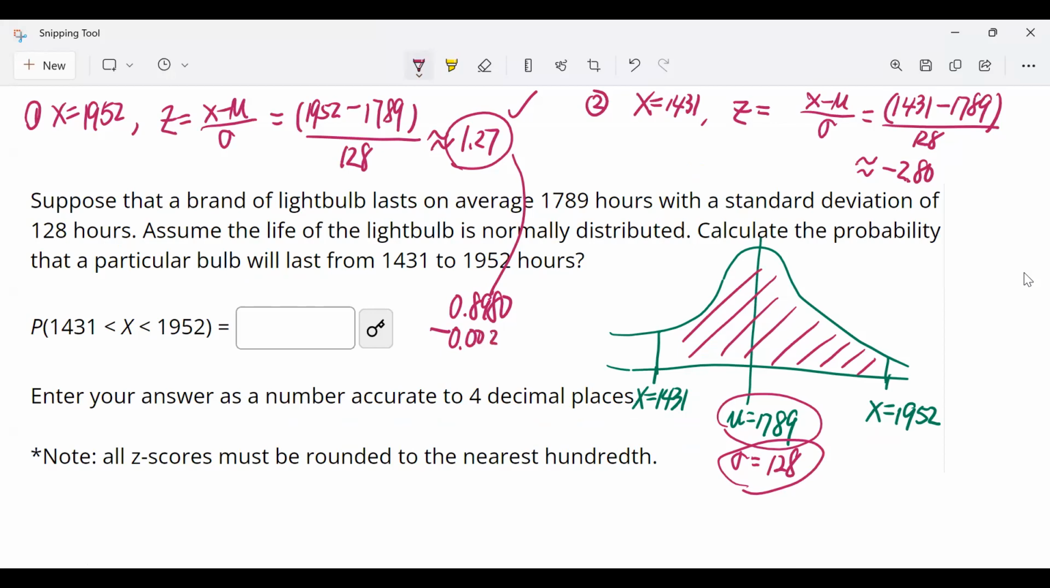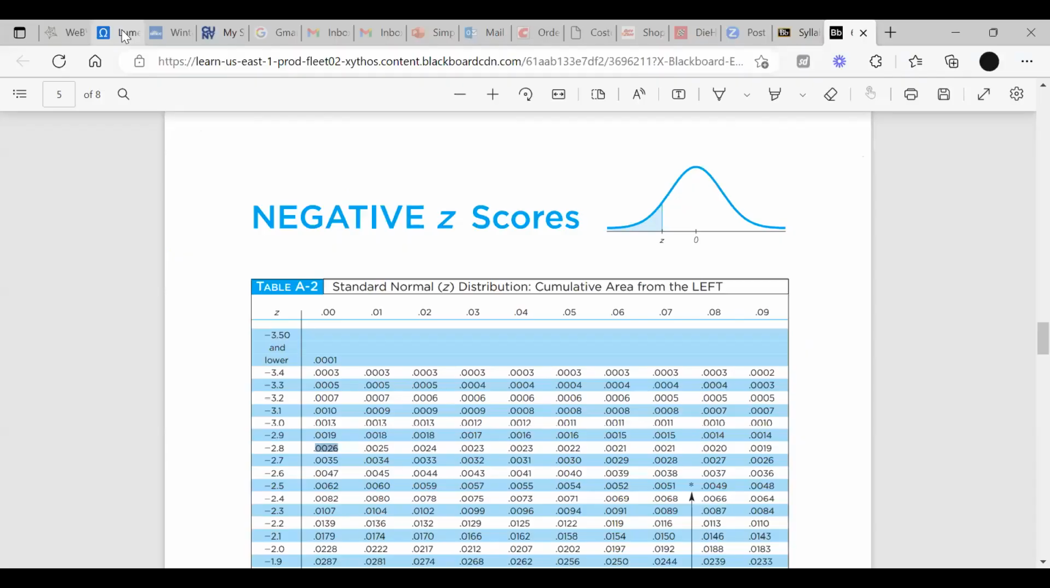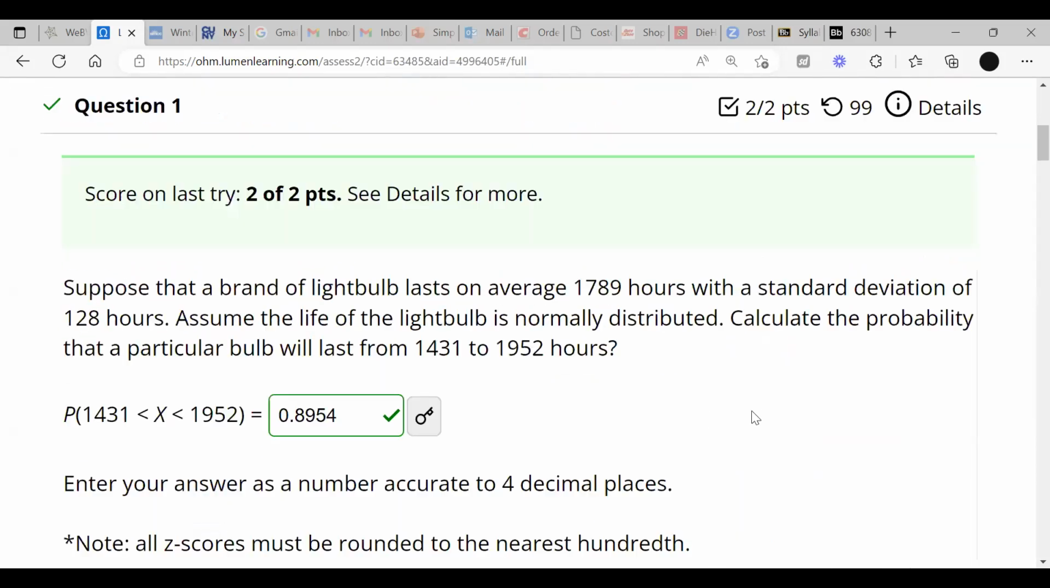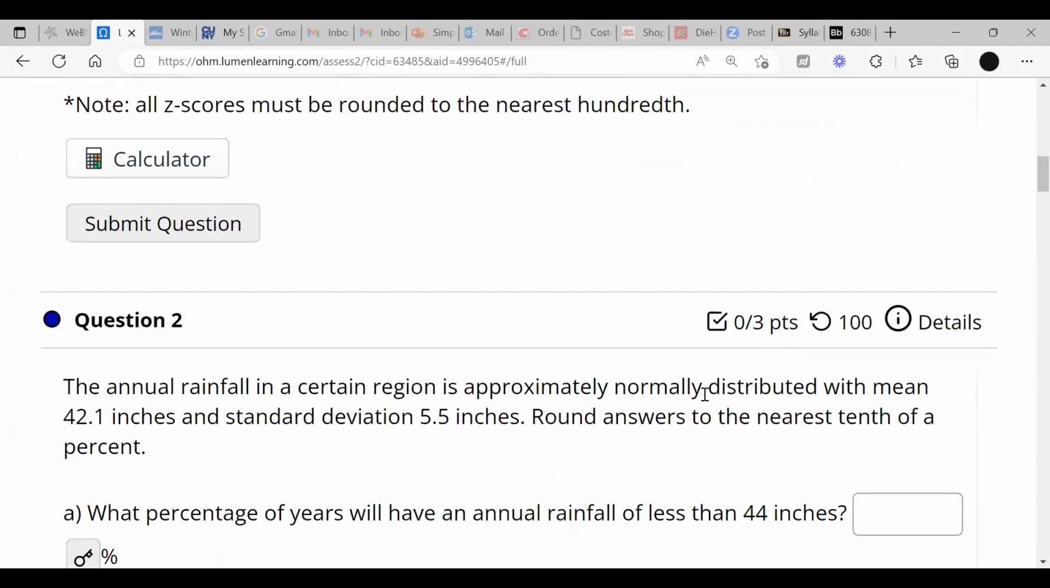The difference will be 0.8954, so the answer here is 0.895. Let's go back and put it into the system. Any questions? Good answer. Okay, so we're going to move on to question number 2.